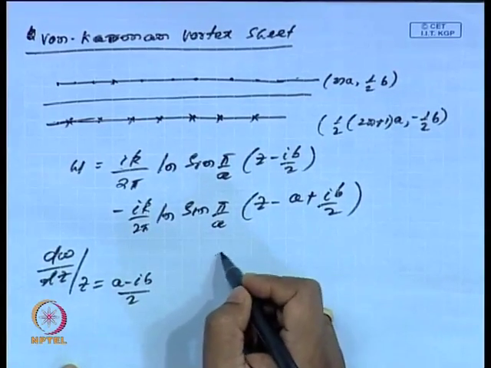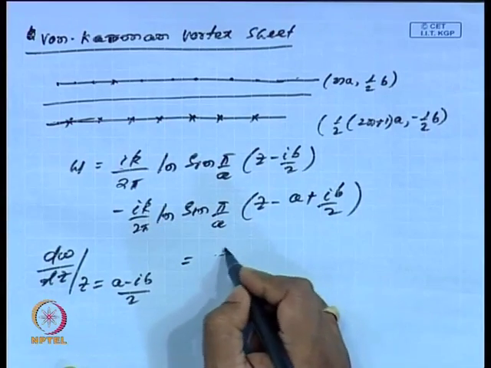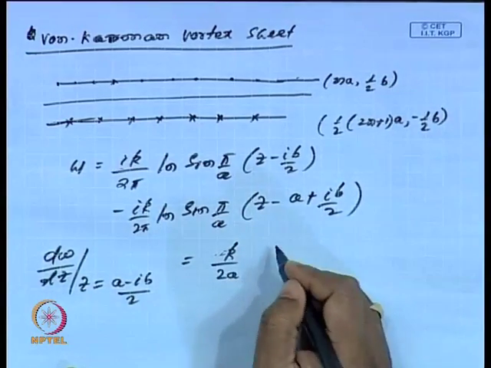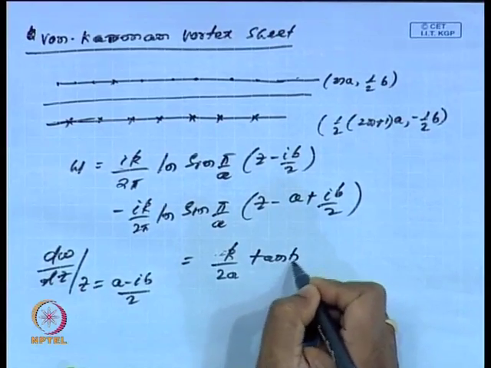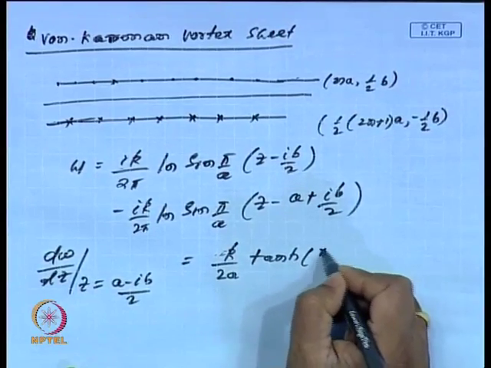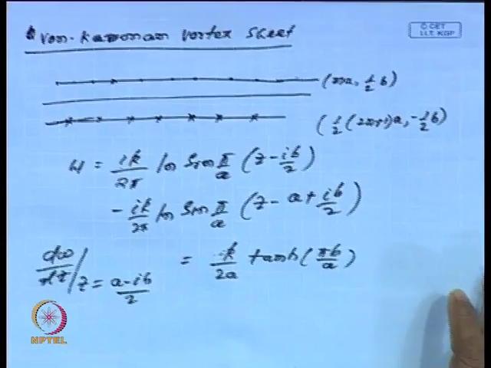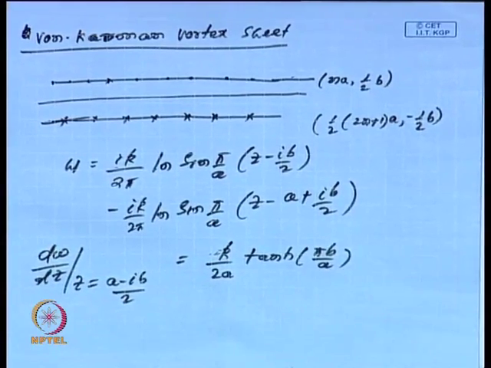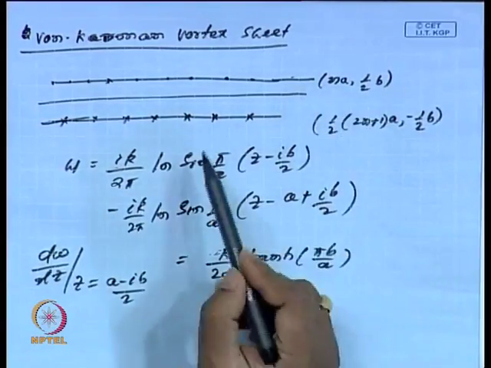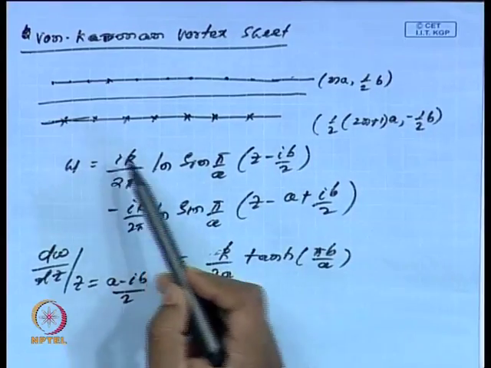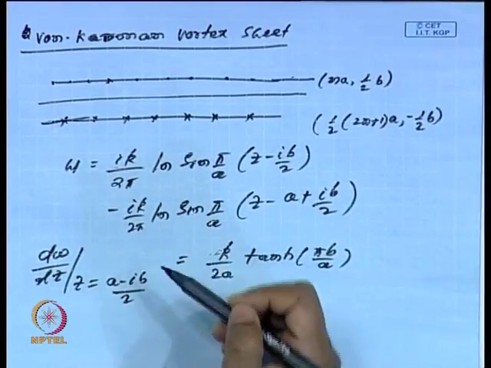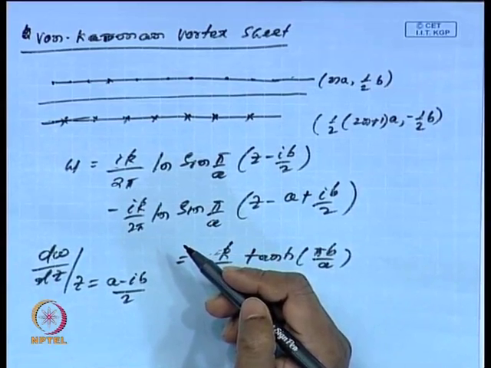I will get my u, I will get k by 2a tanh pi b by a. In this case also I will proceed the same way, as I checked all the vortices, the sum of all the vortices at various points, and again the sum of all the vortices in the case of a here.